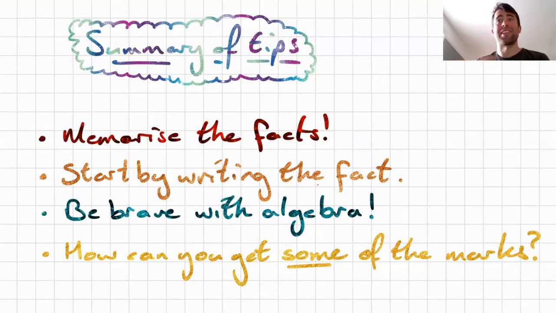And something that I mentioned along the way, if you can't get all of the marks yet, then how do you get some of the marks? Just what can you write down to make a start? Because that will often then lead you to getting more and more marks, just making a start.